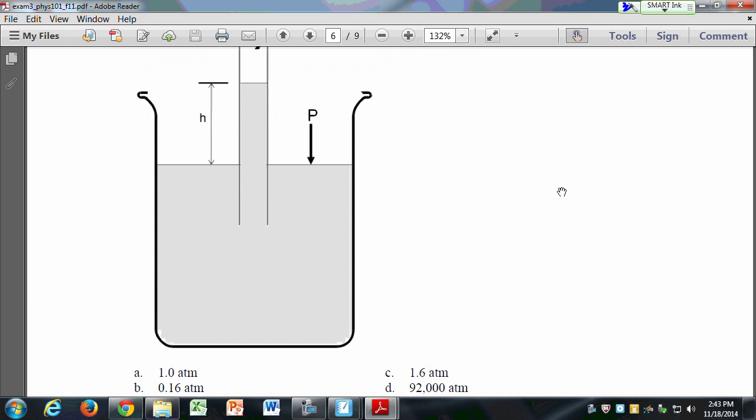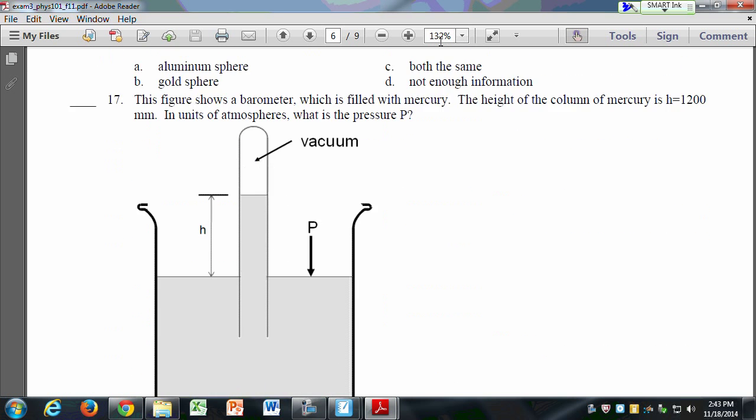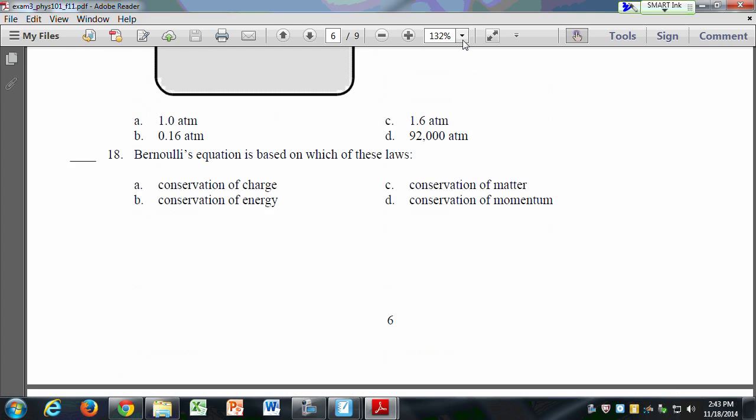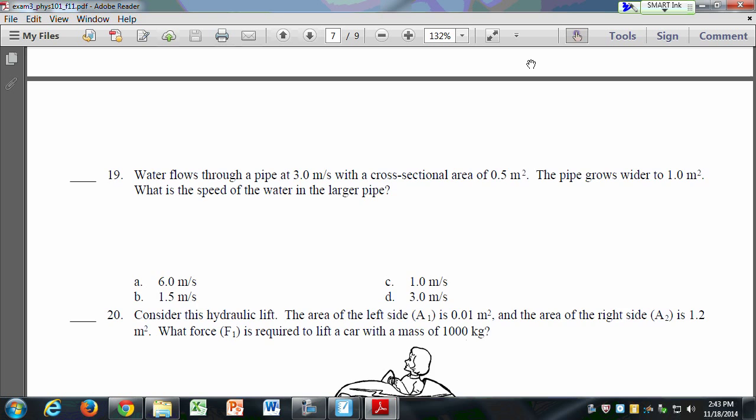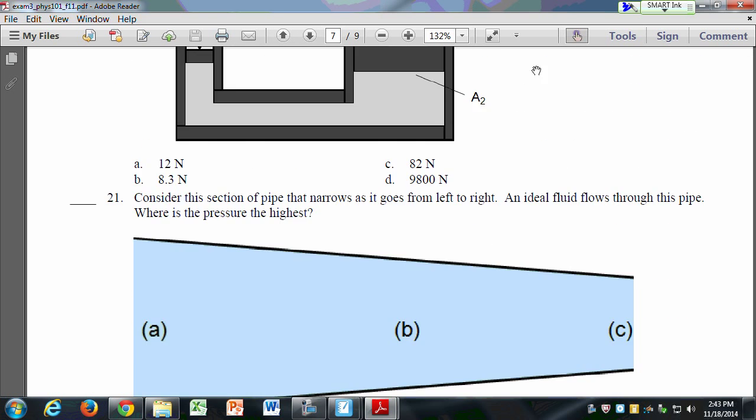Oh, let's see. All right, so Bernoulli's equation is based on which of these laws? Energy, conservation of energy. Now, if you forget, look on the equation sheet, you'll find Bernoulli's equation. It looks like it has energy: rho g h, 1/2 rho v squared. It's conservation of energy.